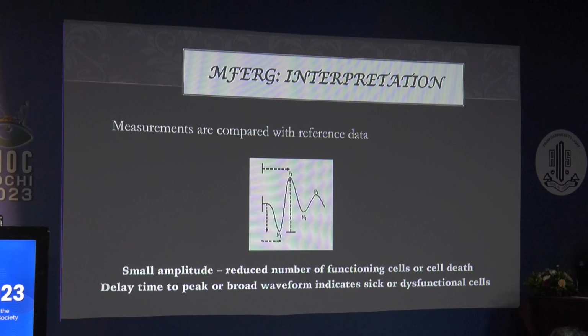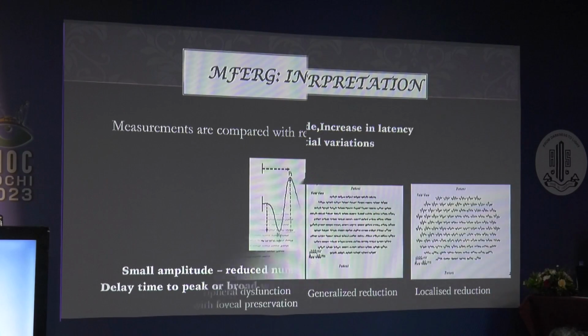As in the full field ERG, if you look at amplitude, you see whether there is cell death, where the number of cells are decreasing, meaning amplitude will decrease. If the number of cells is the same but they are not functioning properly, it means latency will increase.